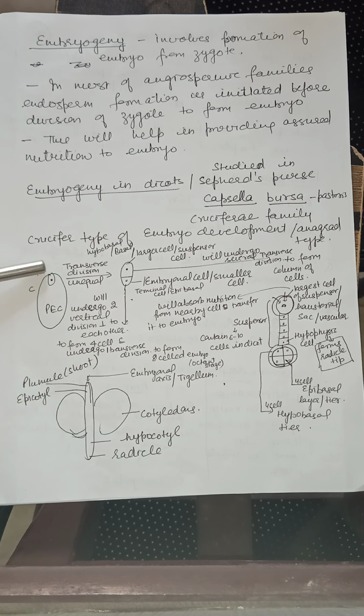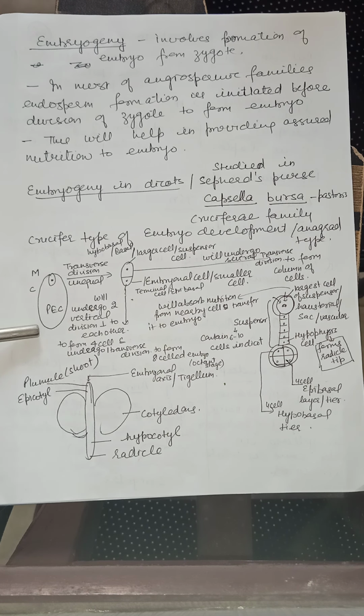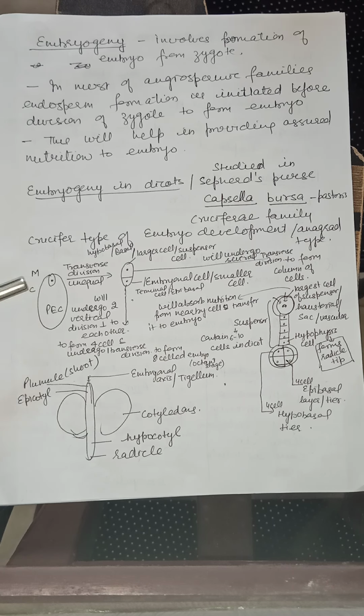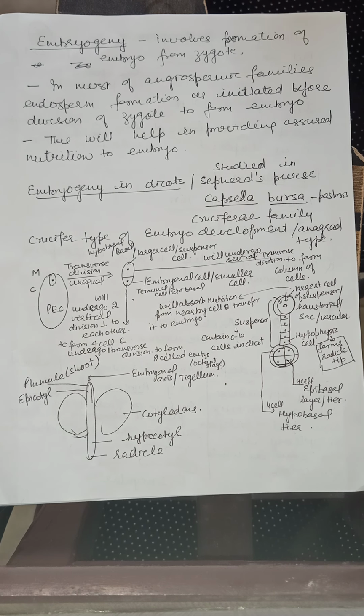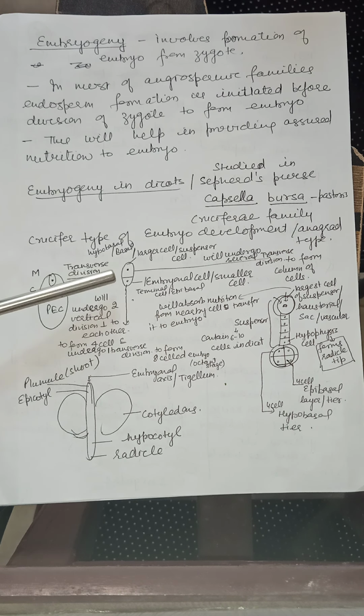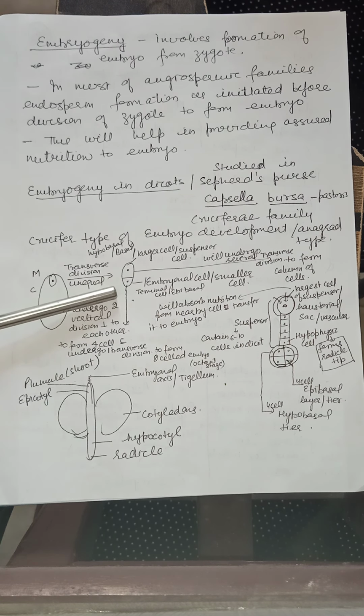See, here I have shown the changes which occur in the embryo sac after double fertilization. This larger cell is the primary endosperm cell and this is the zygote. This is the micropylar end and this is the chalazal end. One transverse mitotic division, which is unequal, occurs in the zygote. Two cells will be formed, one towards the micropylar end and one towards the chalazal end.